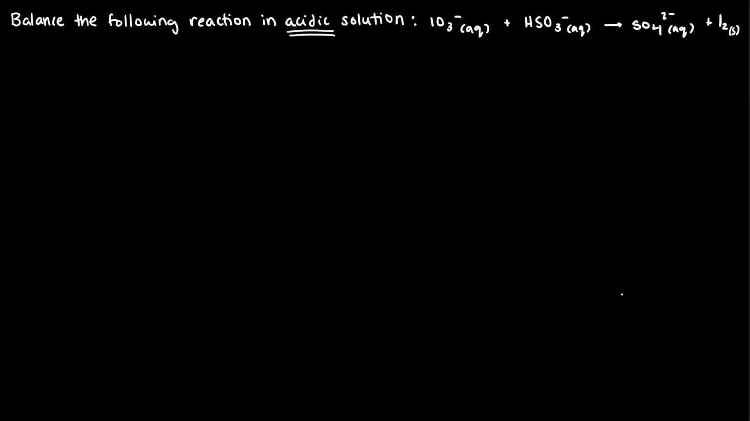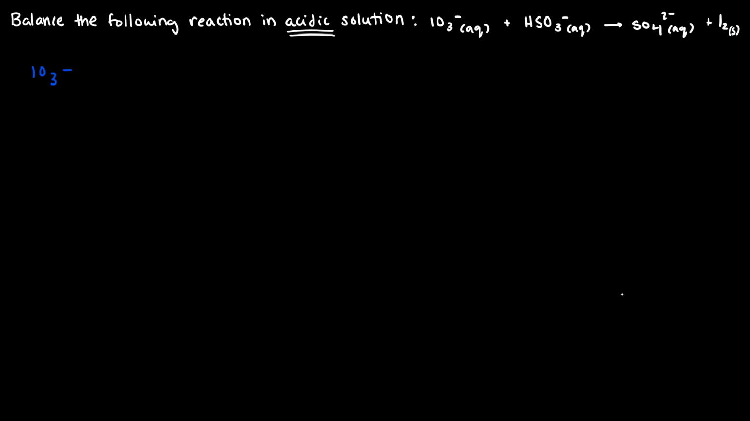Let's say that you were tasked with balancing this reaction up here in acidic solution. The first step would be to separate this equation into two half reactions. Since this is a redox reaction, you should be able to separate it into two half reactions, one of which will represent reduction and one of which will represent oxidation. So in this case, we can split it up like so.